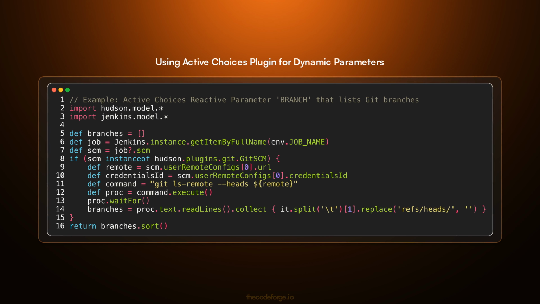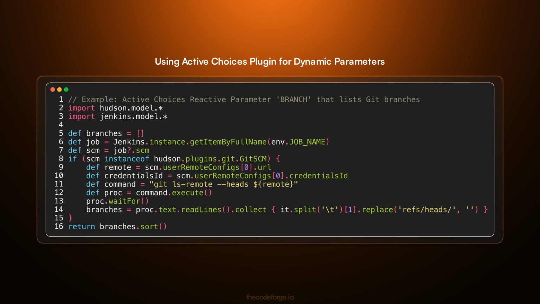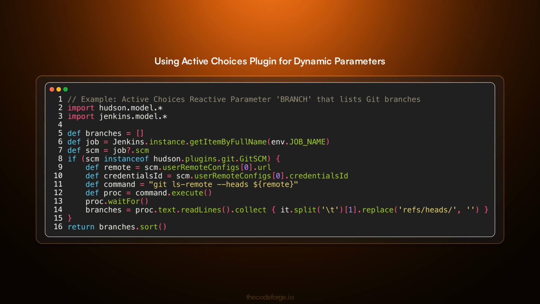The article mentions parameterized builds, but doesn't show dynamic parameters. The Active Choices plugin allows parameters to be populated dynamically, for example, listing branches from Git. This is a production pattern to avoid hard-coding branch lists.